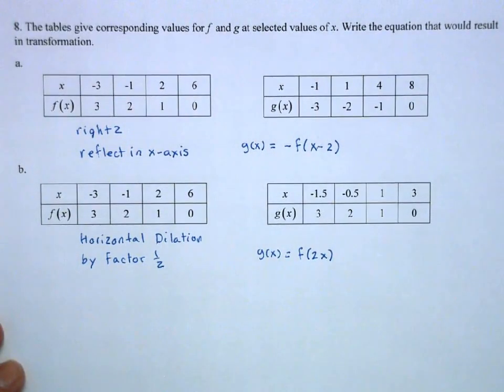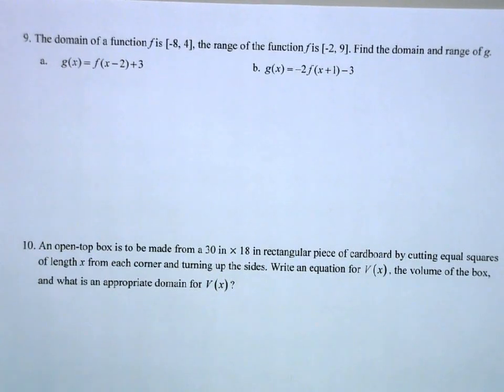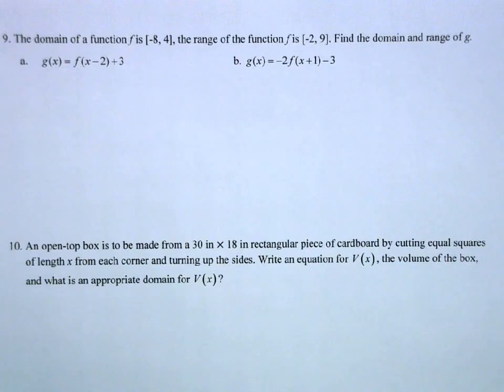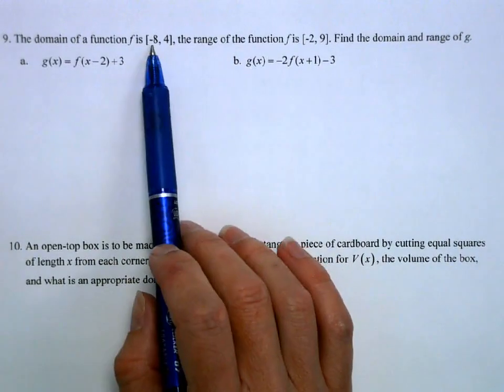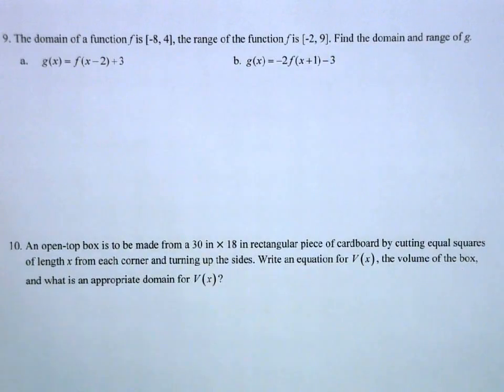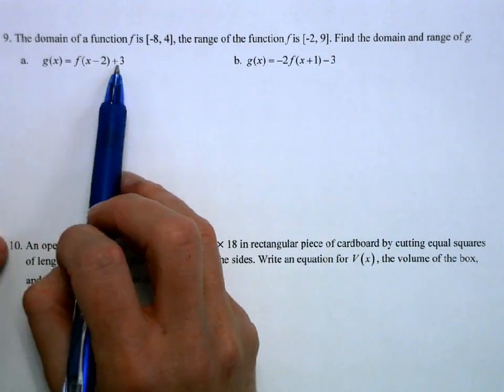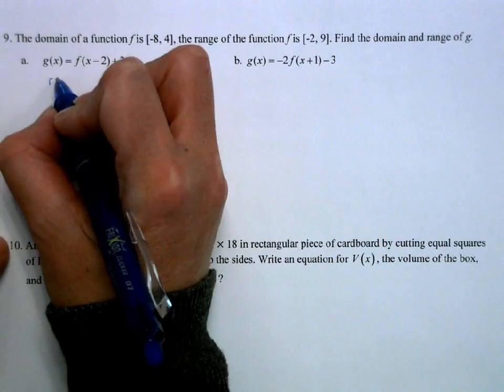Okay, next, transformations. Obviously, if we're stretching and moving and translating graphs, that can affect the domain and range. So we have a function whose domain goes from -8 to 4, and the range goes from -2 to 9. And we're going to find the domain and range of the resulting graph. So here I've got g of x is f of x minus 2 plus 3. So we're going right 2 and up 3.